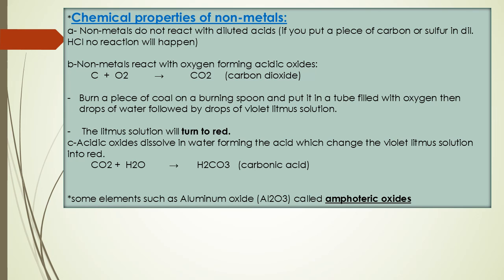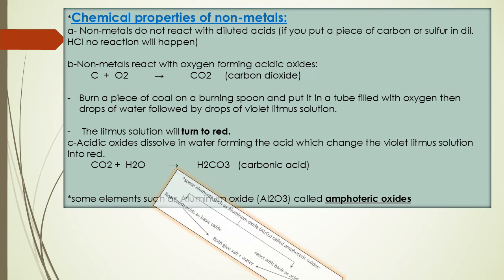And when we burn a piece of coal in air or in oxygen, it changes the litmus paper into red. An acidic oxide, when dissolved in water, forms an acidic solution, which changes the litmus paper into red. Like carbon dioxide, when dissolved in water, gives carbonic acid. Carbonic acid is an acidic solution.